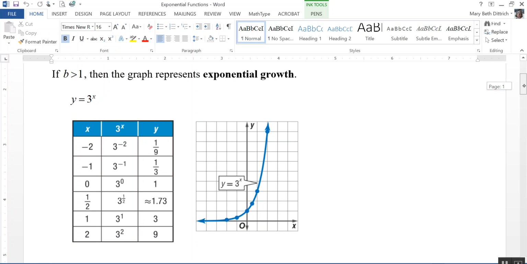This is actually a tripling function. Every time you put in a number, you're tripling that number. So the next value, if x were 3, 3 to the third power is 27.